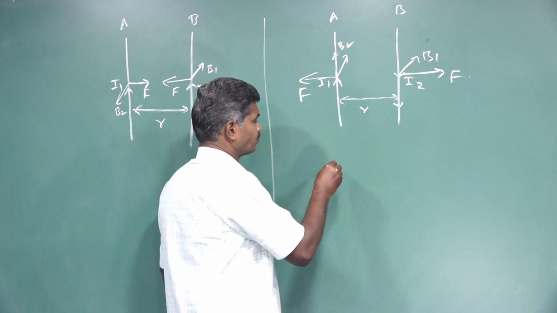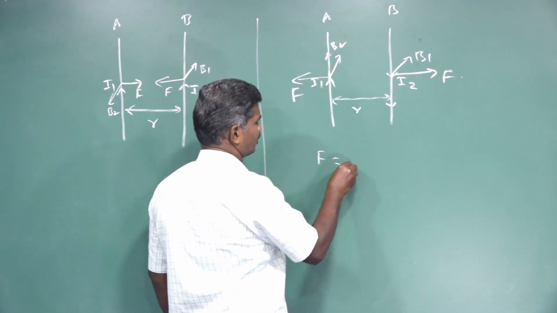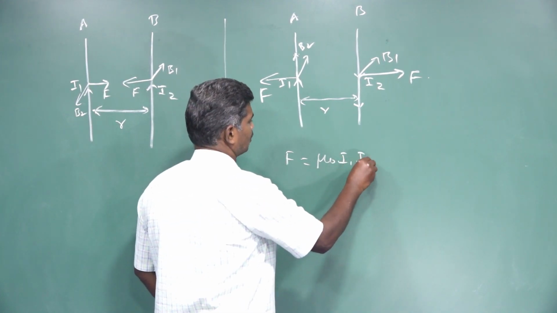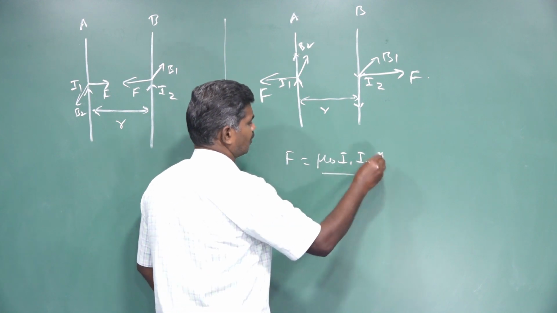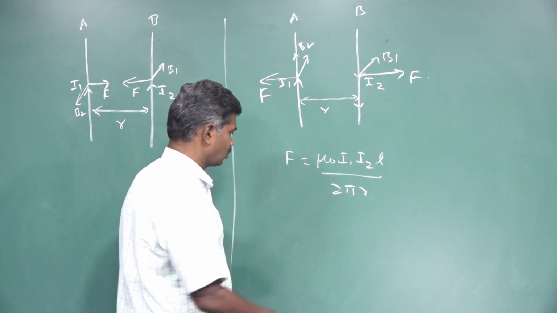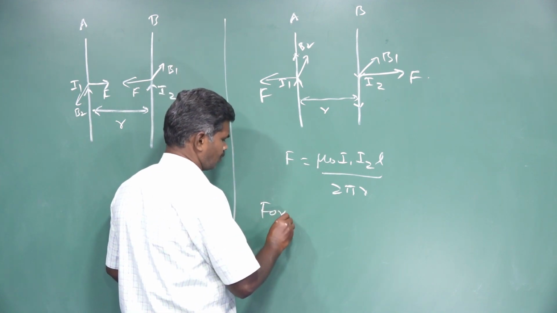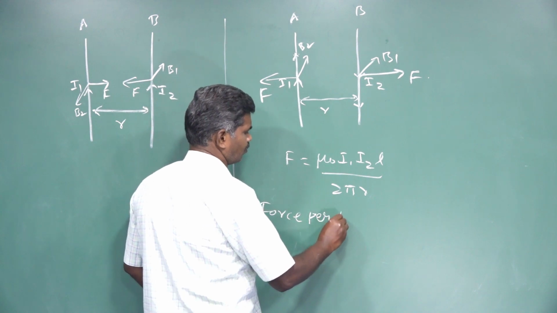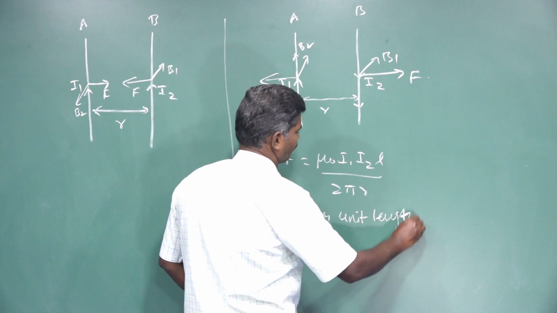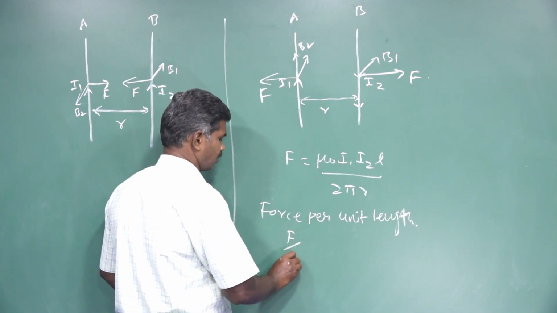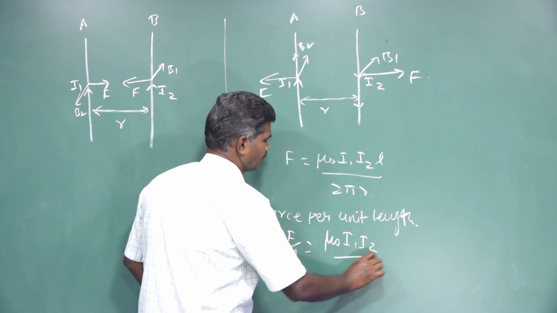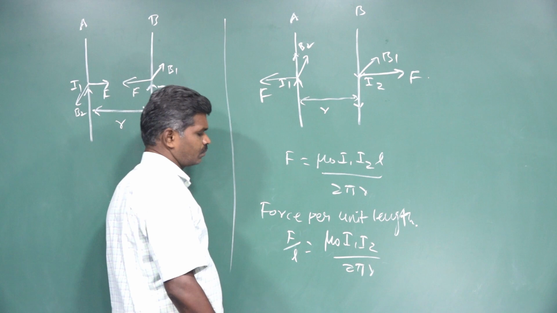That can be taken as F equal to, generally, mu naught I1 I2 L divided by 2 pi r. Then the force per unit length, F by L, is equal to mu naught I1 I2 divided by 2 pi r.